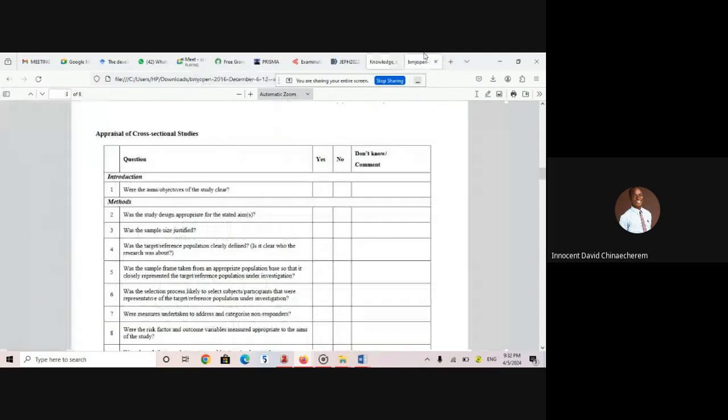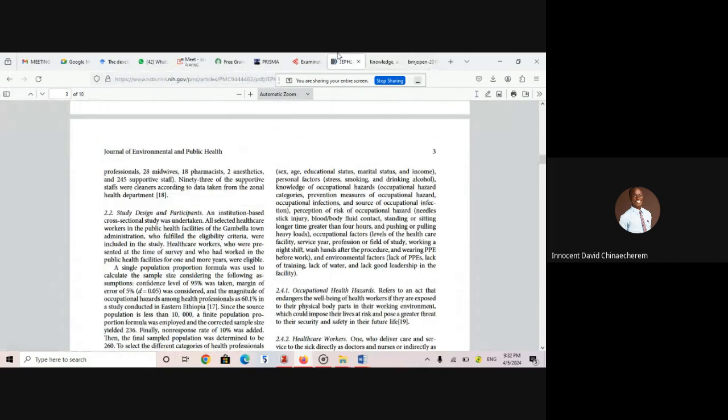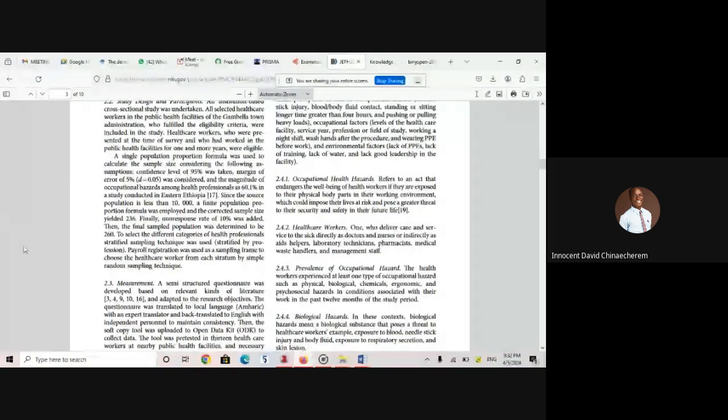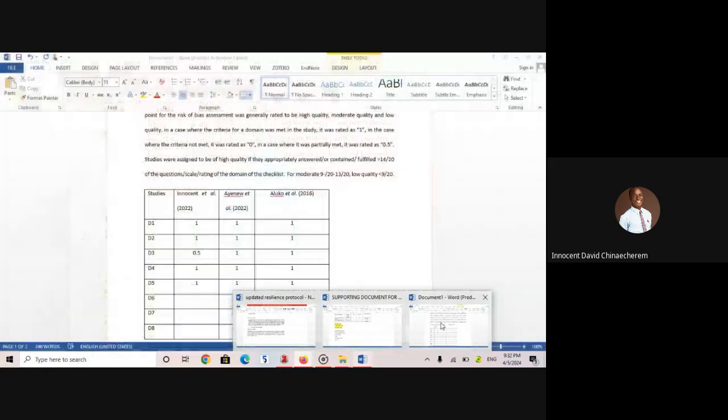And the same thing also applies in this second paper. The sample selection technique was also stratified. So that means that particular sampling technique made it possible for us to be able to select all the participants. Remember that for you to use any checklist, you must be knowledgeable with research.